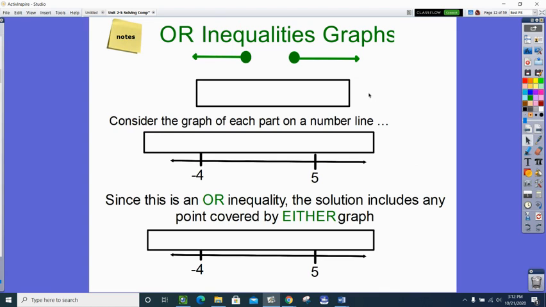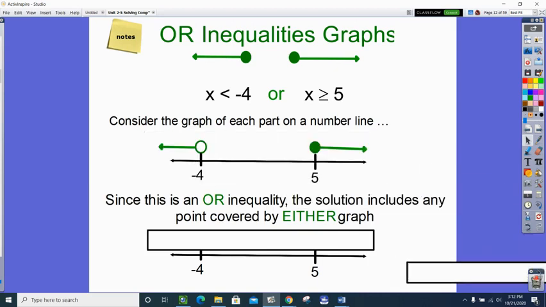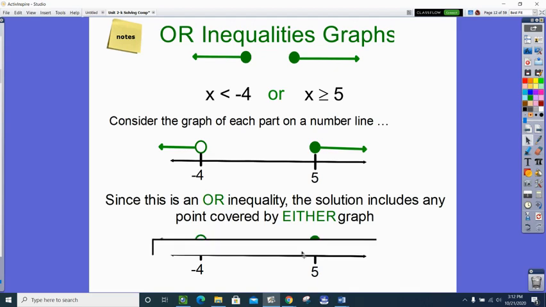So if we wanted to graph this again, just to see it, remember we're going to graph this piece less than, open hole to the left going less than for -4, closed in at 5 going to the right. And there is what we're kind of expecting. Since this is an OR inequality, the solution includes any point covered by either graph.